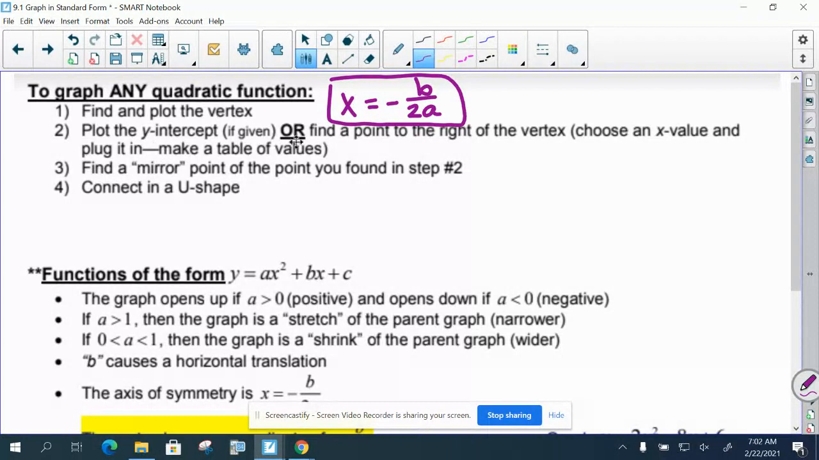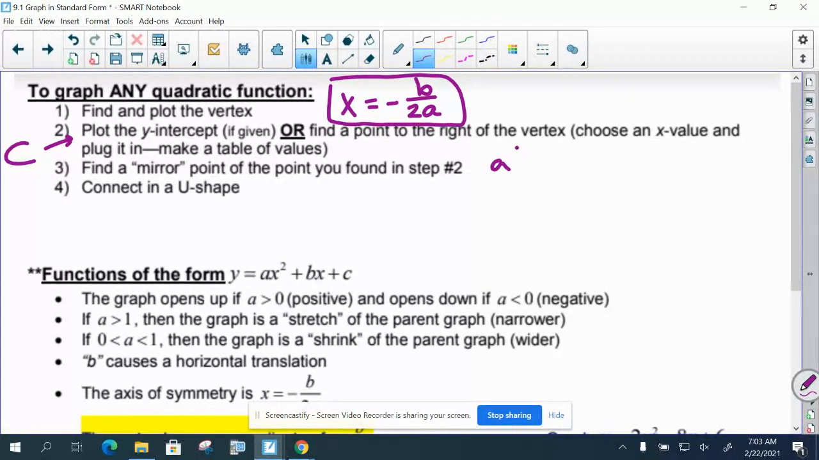Plot the y-intercept or find a point to the right of the vertex. So if there's a y-intercept, then you can plot it, which is the c, and then find a mirror point of the point you found in step 2. So whatever point you found in step 2, plot it on the other side of the axis of symmetry.